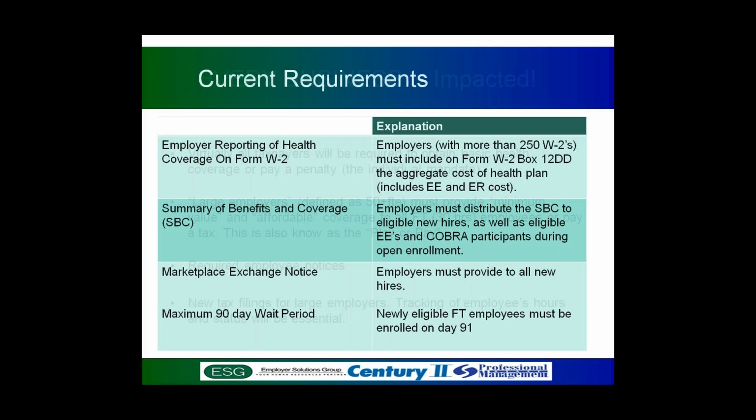Now, at this point, there are current requirements. And the first of these is the employer reporting of health coverage on the Form W-2. At this point, it's only required for employers that issue 250 or more W-2s. And what this means is they must include on the Form W-2, Box 12DD, the aggregate cost of the health plan. And so what that is, is what the employee pays for the insurance and what the employer pays for the insurance.